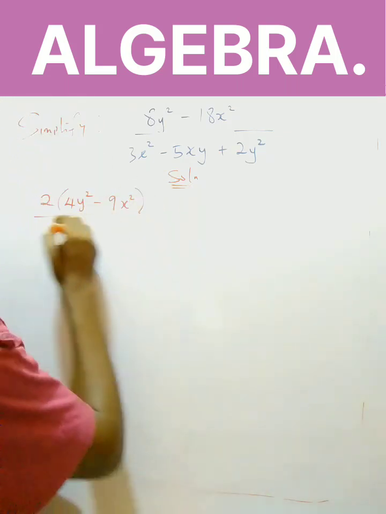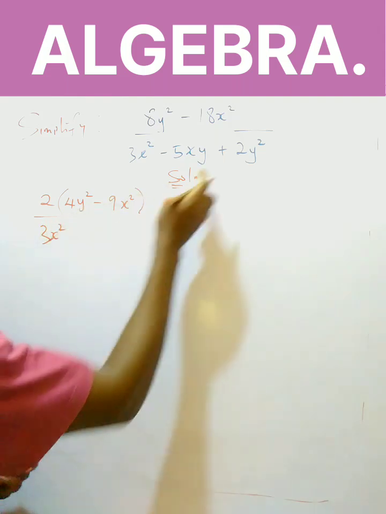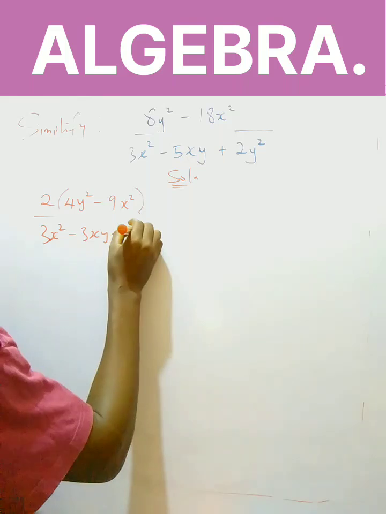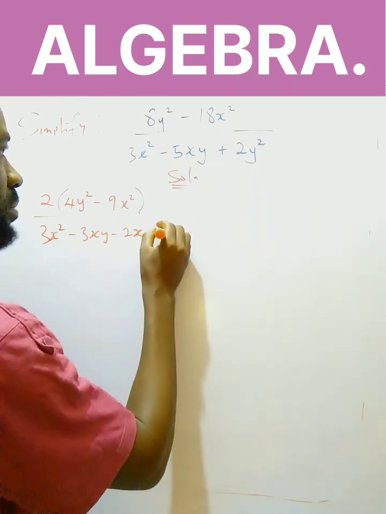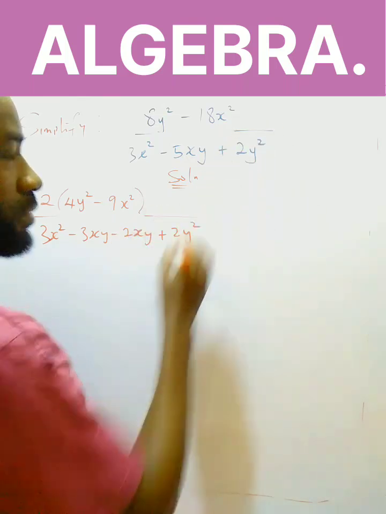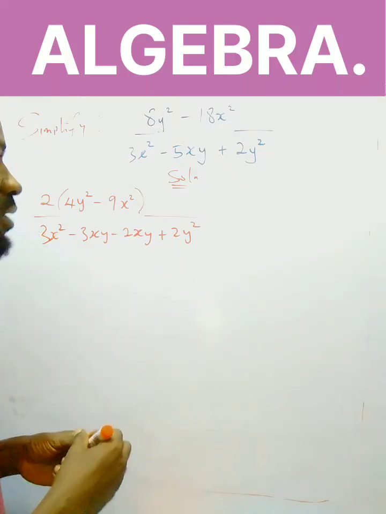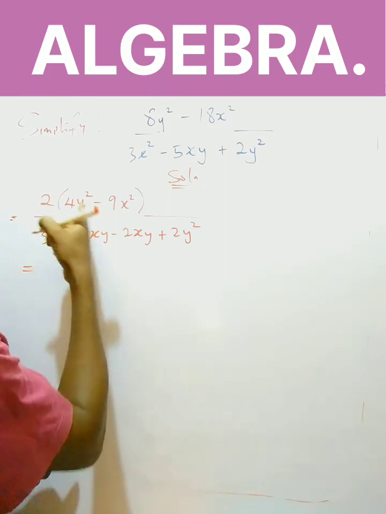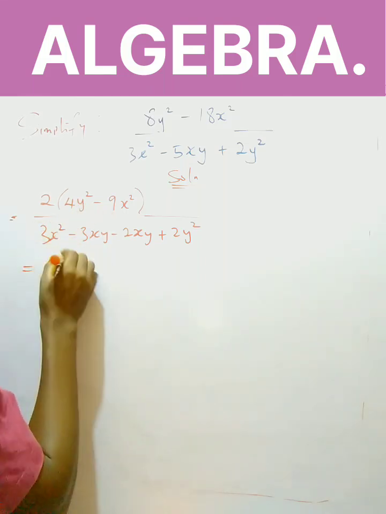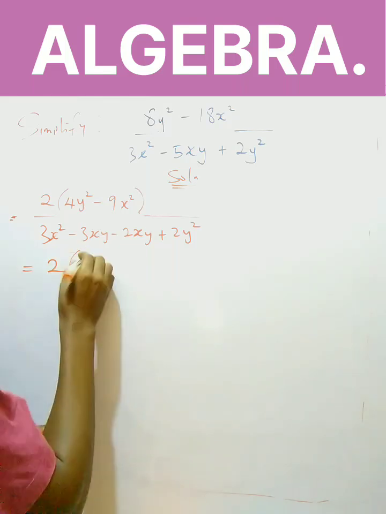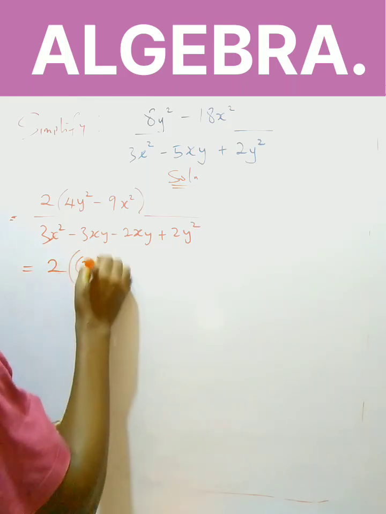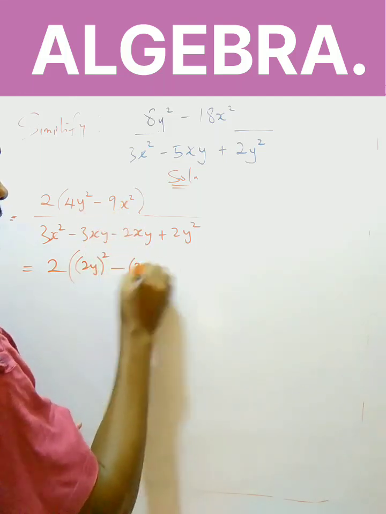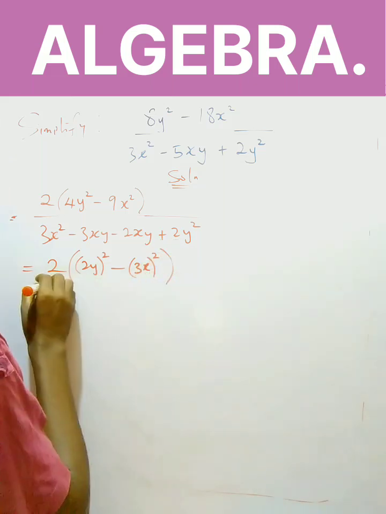Okay, so let's go. This gives us 3x squared. Now I'm going to replace this minus 5xy by minus 3xy and minus 2xy. I put back my 2y squared. Can you see that? Now if you check the top here, I can write this as 2y all squared. I can also rewrite this 9x squared as 3x all squared. Can you see what I've just done?